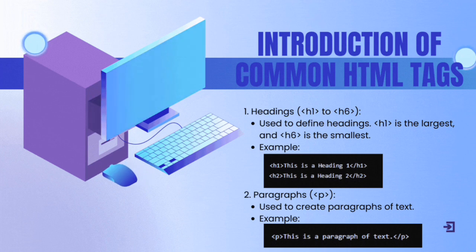This is the example of headings. Then the second one is the paragraph tag. This is used for creating paragraphs of text. This is the example of the paragraph tag, as you can see.